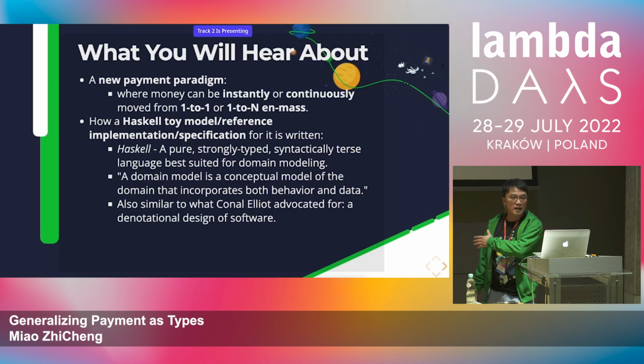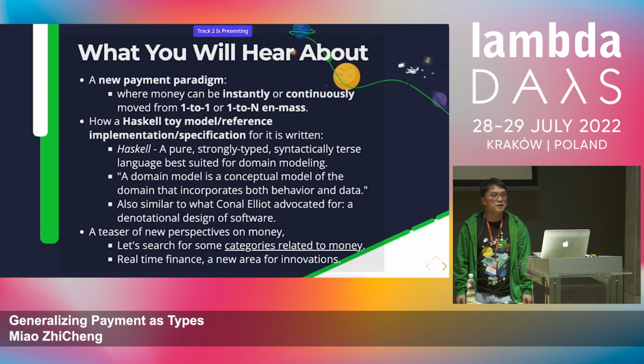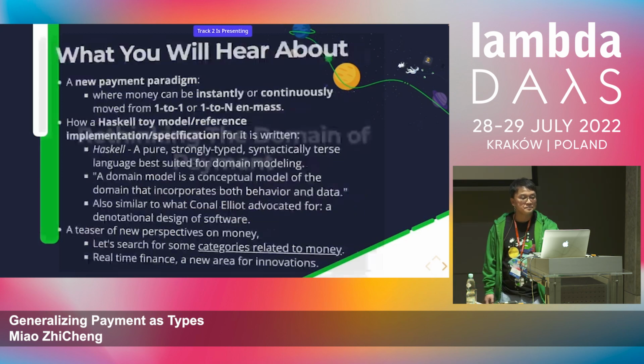I also really like the talk from Conal Elliott. He has been an advocate for denotational design of software, and he also advocates functional reactive programming. So I got a lot of inspiration from him. Lastly, just for a teaser, I'm still learning all this category theory, so I try to create a little bit of categories about money. I'm also going to talk about my view of what is actually called real-time finance, using all the concepts I'm going to define today.